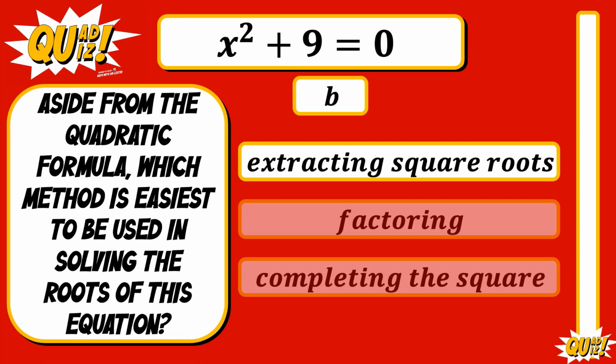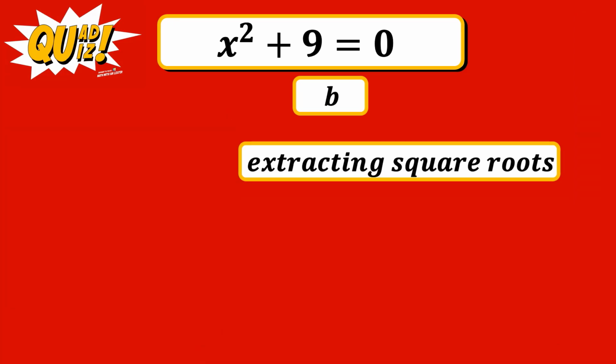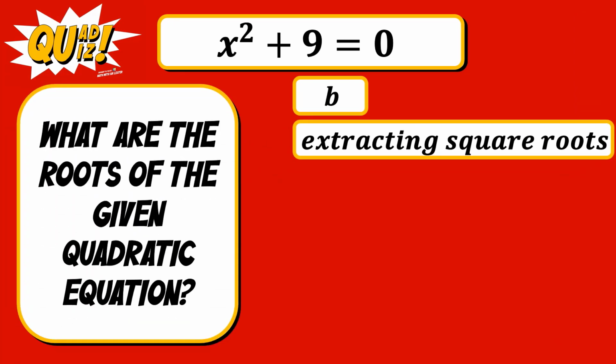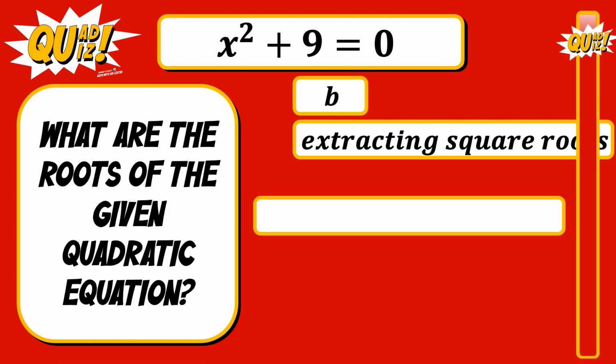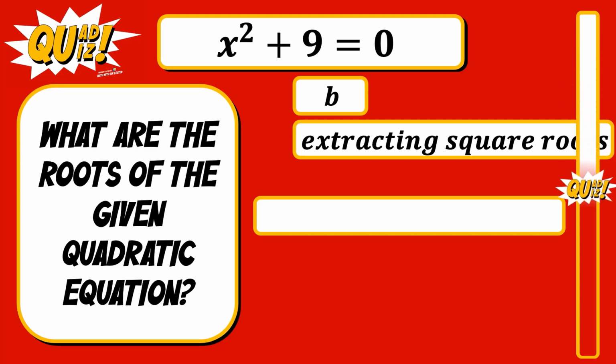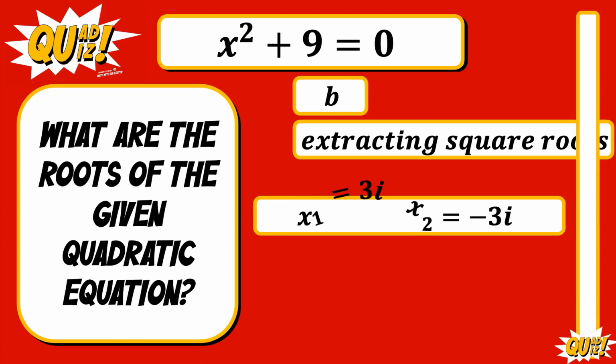Without B, we can use extracting by square roots. And with that, what are the roots of this given quadratic equation? The roots are 3i and negative 3i.